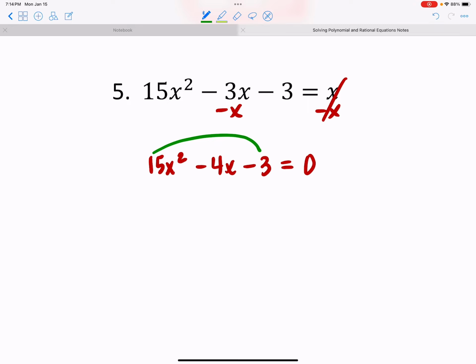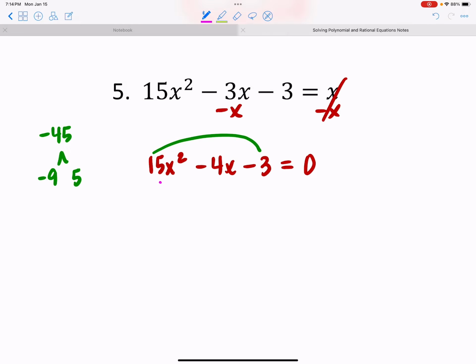So 15 times negative 3, that's going to be negative 45. Are there factors of negative 45 that make negative 4? There sure are. So negative 9 times 5 adds to negative 4. Negative 9 plus 5 adds to negative 4. Excuse me, and negative 9 times 5 makes negative 45. So I found my factors.